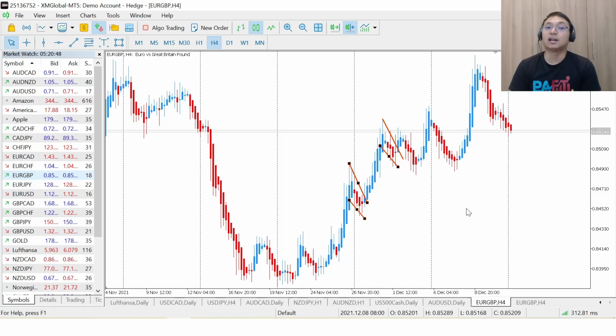Para maidagdag dyan, no? So, yan po ang ating Heiken Ashi na indicator. And hopefully magamit nyo po yan. These are great trend following additions, no, na pwede nyo ilagay sa strategy nyo. And hopefully you make a lot of money from using that indicator.